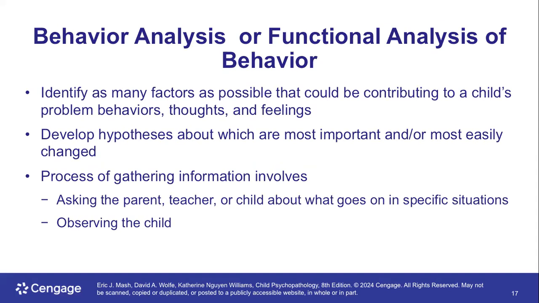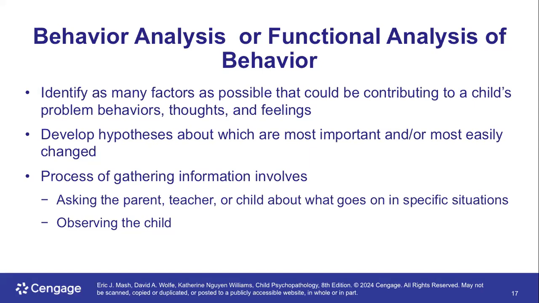So, as I said, we're going to try and identify as many factors as possible that could be driving the child's behavior, thoughts, or feelings, right? A lot of this is the antecedent or the triggers, so to speak. And then we're going to formulate some kind of hypotheses as to which of these are most important or easily changed. Sometimes we go based on a priority system of risky versus non-risky behavior.